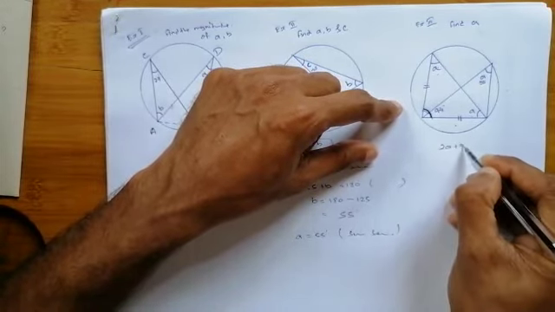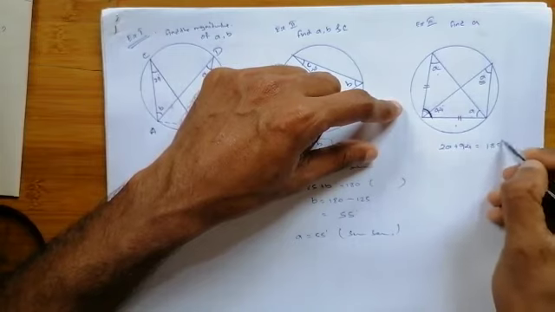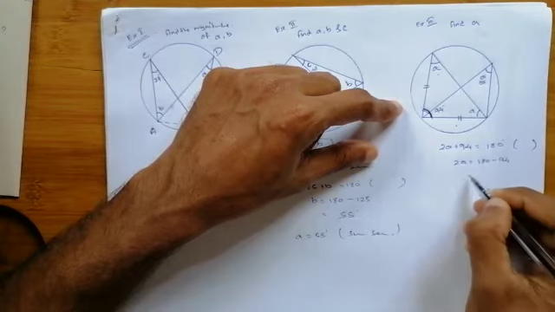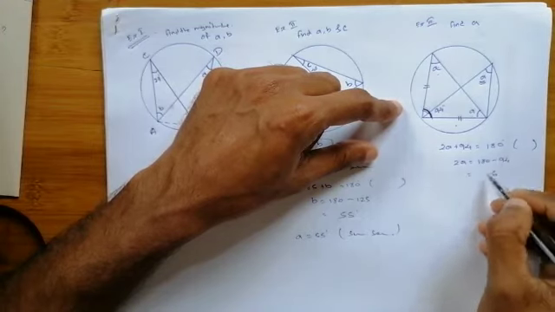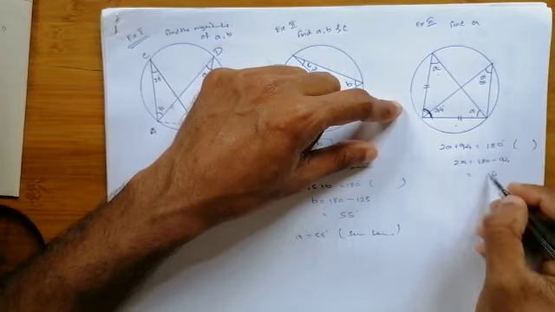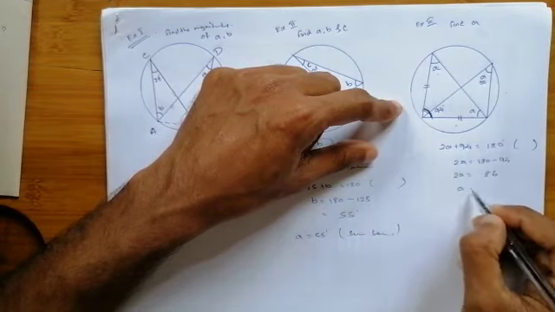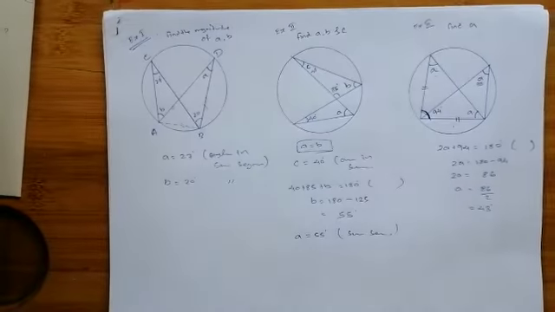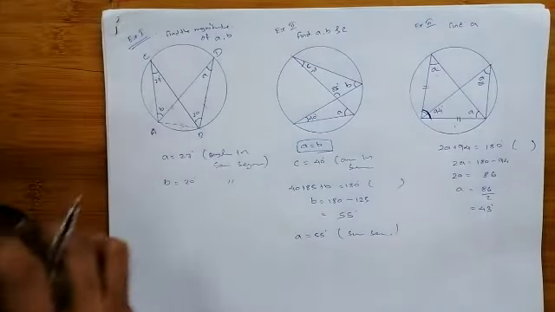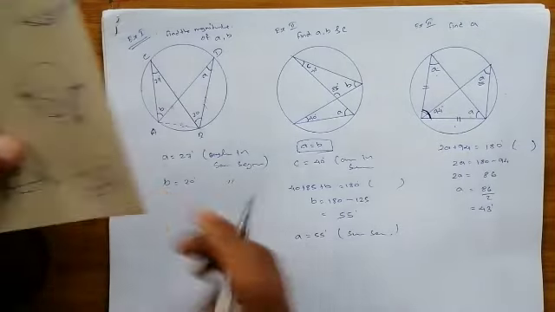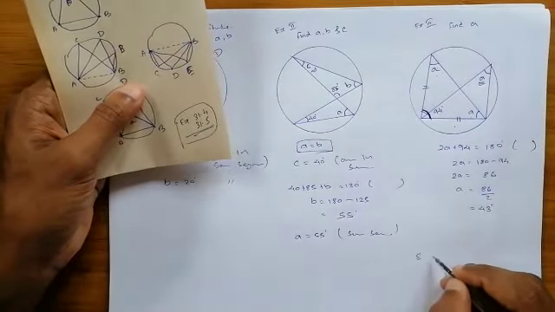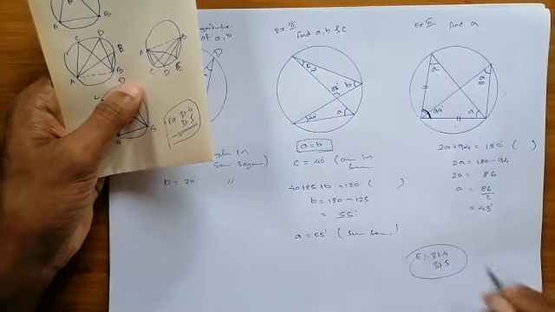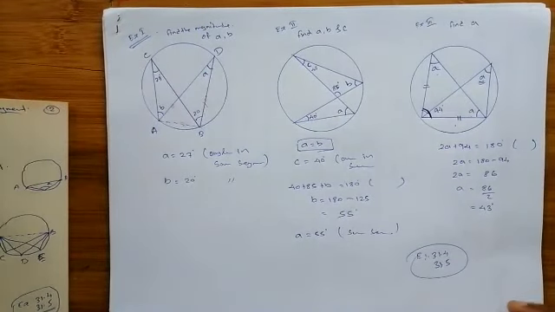So 2a plus 94 is equal to 180. So 2a is equal to 180 minus 94, that's 86. So 2a is 86, so a equals 43. Likewise, we can use the theorem angles in the same segment, and you can complete the exercise 31.4 and 31.5 related to angles in the same segment.